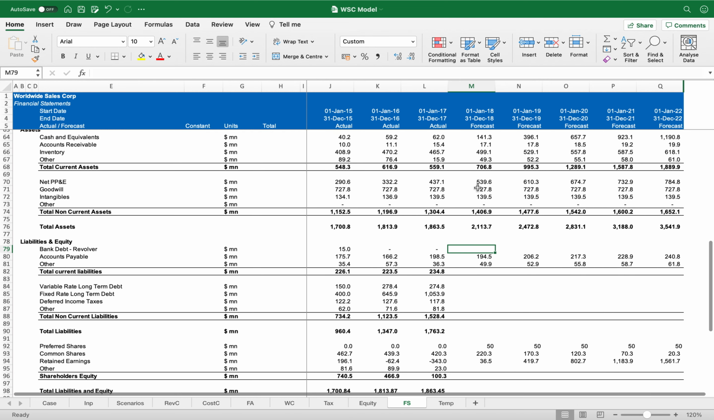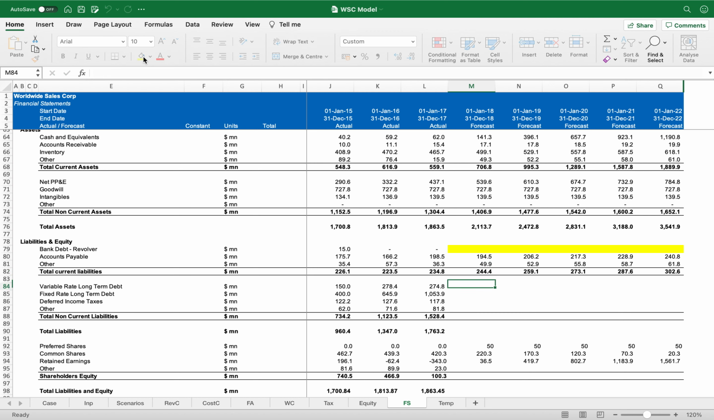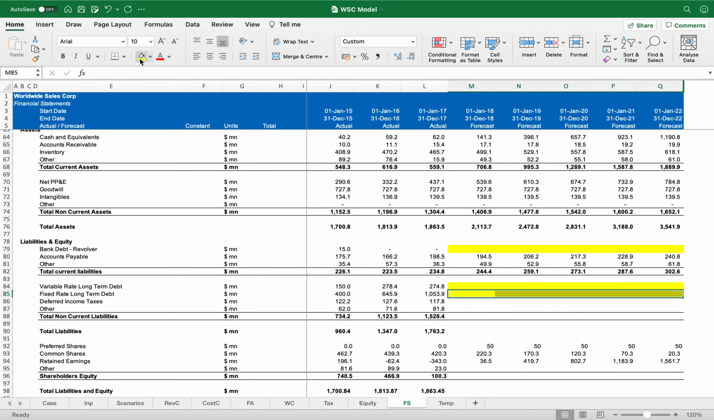Coming on to the liability side, revolver. Let's leave revolver as of now. We'll fill in, put in the totals. Variable debt, leave this. Fixed debt, leave this. Deferred income taxes.